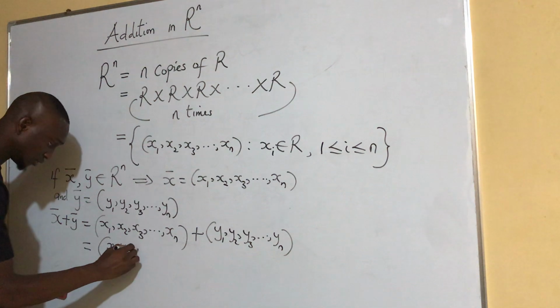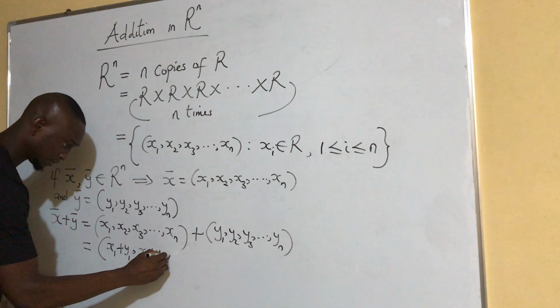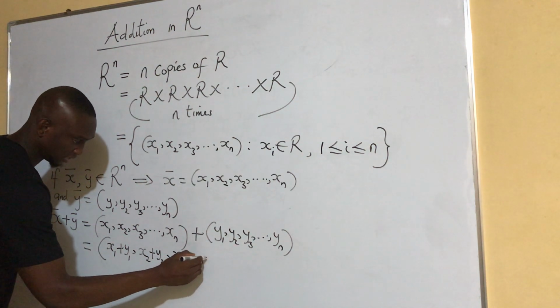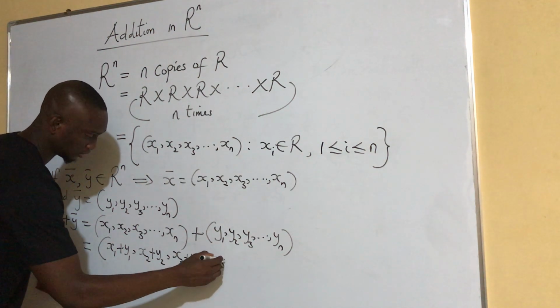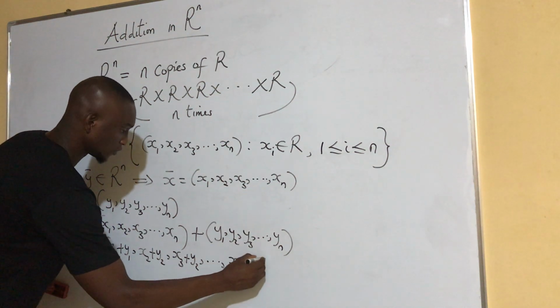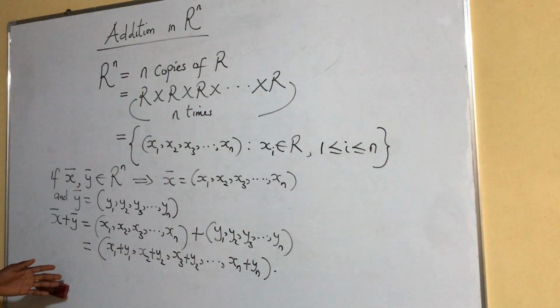So we obtain the result to be this, and I introduce my three dots, which we obtain to be this other one.